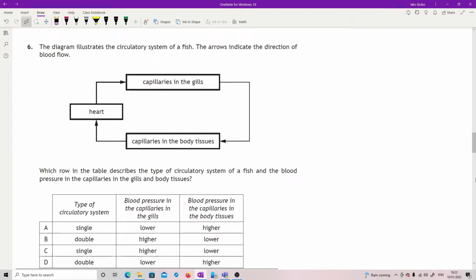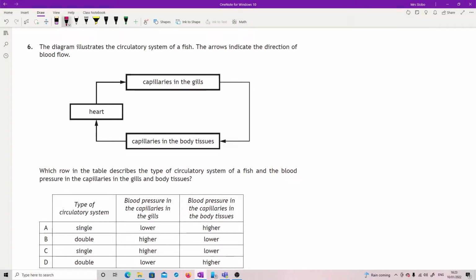Question 6. Diagram below shows the circulatory system of a fish. Arrows show the direction of blood flow. Which row in the table describes the type of circulatory system of a fish and the blood pressure in the capillaries in the gills and body tissues?